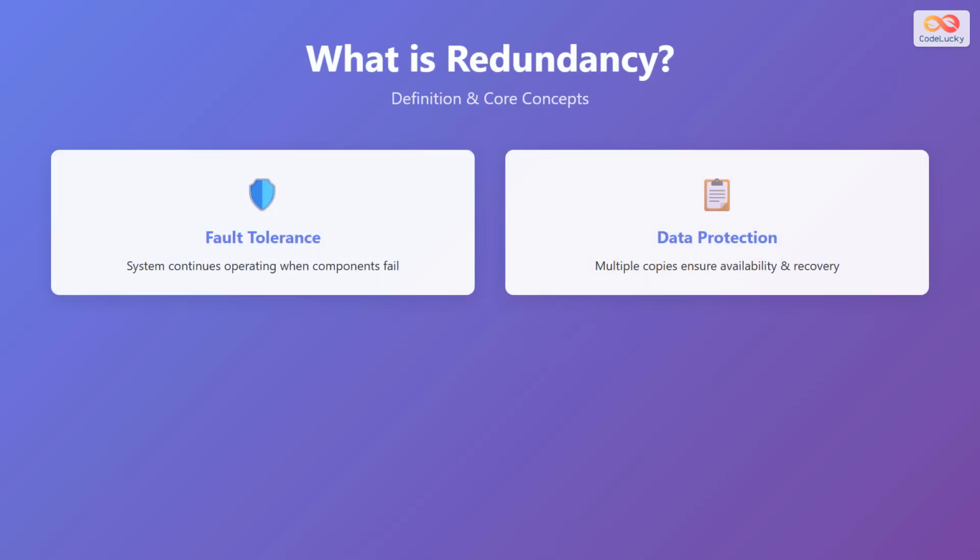Redundancy is the practice of having duplicate or backup components in a system to maintain reliability. The first key aspect is fault tolerance. This means the system can continue operating even when individual components fail. The second aspect is data protection. By storing multiple copies of data in different locations, you ensure that even if one copy is lost or corrupted, you still have access to your information. Together, these principles form the foundation of robust and reliable systems.